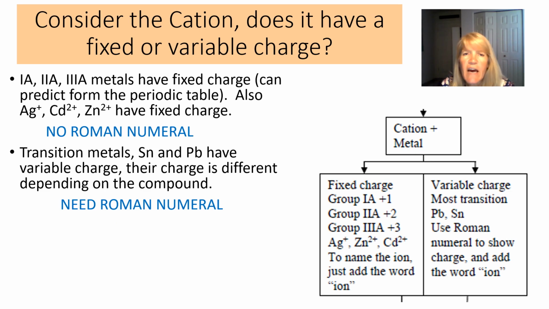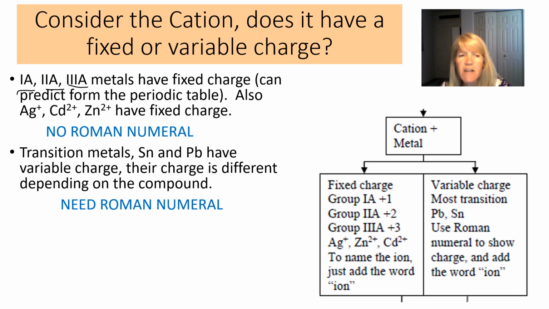So looking at the cation, there are two types of cations. The question is, does it have a fixed or a variable charge? The next slide is going to be a periodic table, and hopefully this will make more sense there. Metals that have a fixed charge are mainly the representative metals, so it's the 1A, 2A, and 3A metals. What fixed means is they're always the same charge. You don't have to wonder what charge it's going to be. You know it from the periodic table.